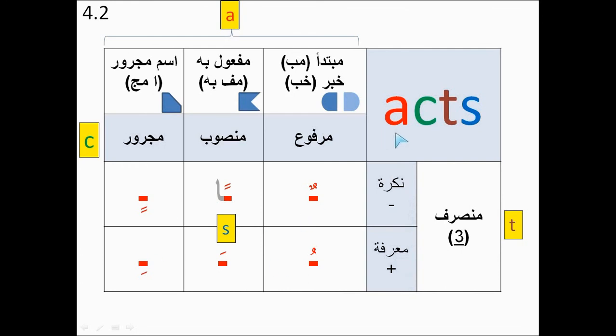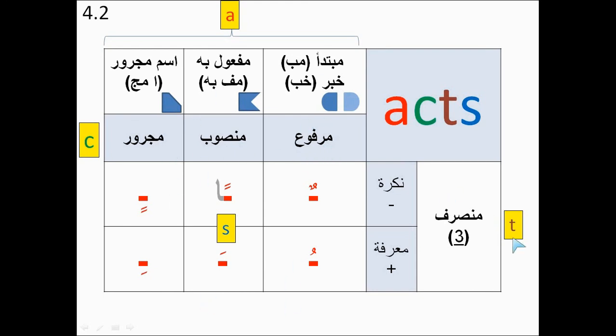So if we think about ACTS, the A is dealing with this bit. We have to work out what is the action of a word. Is it a mubtada, khabar, maf'ulun bihi, or ism majroor? The C, once we've worked out what it is, is quite simple. We just say whether it's marfu, mansoob or majroor. That determines which column we're going to use.